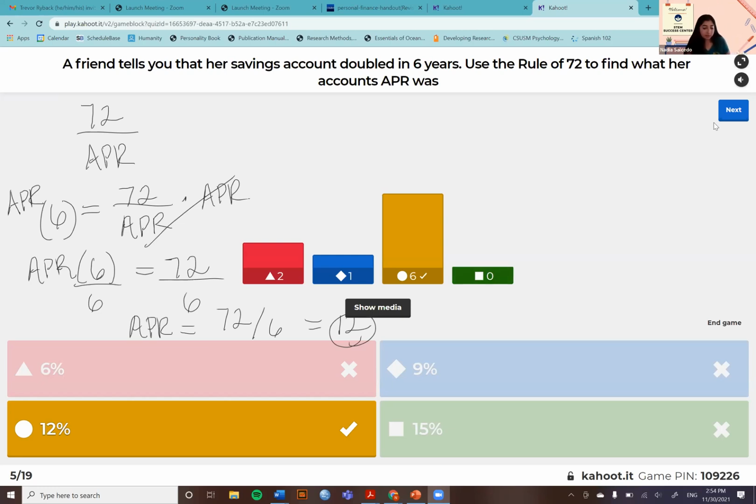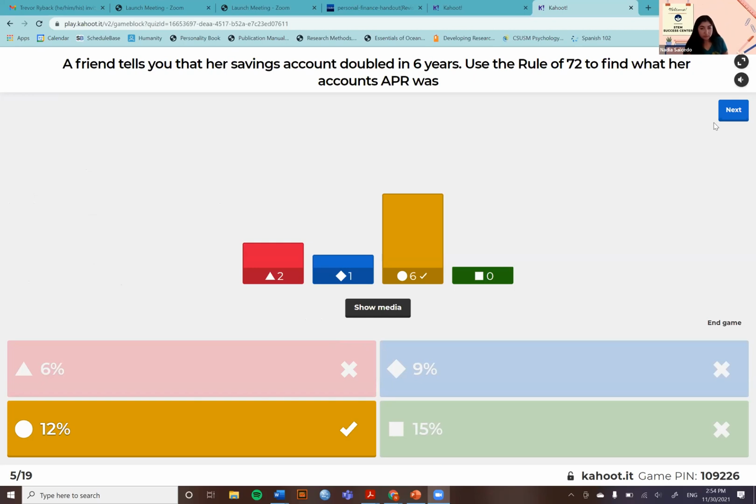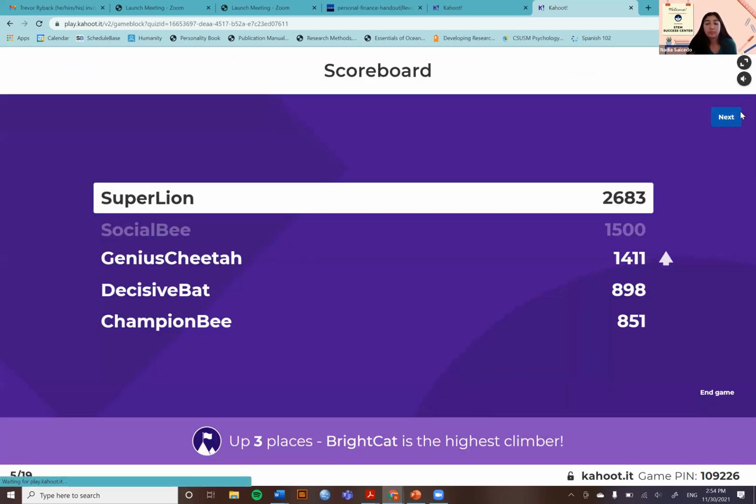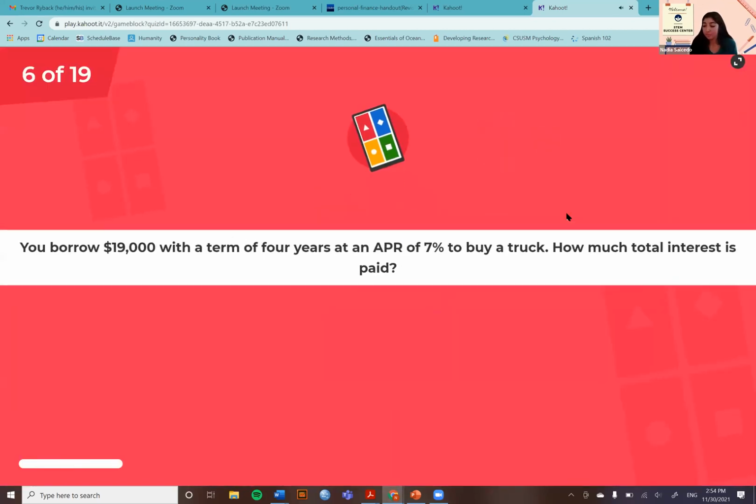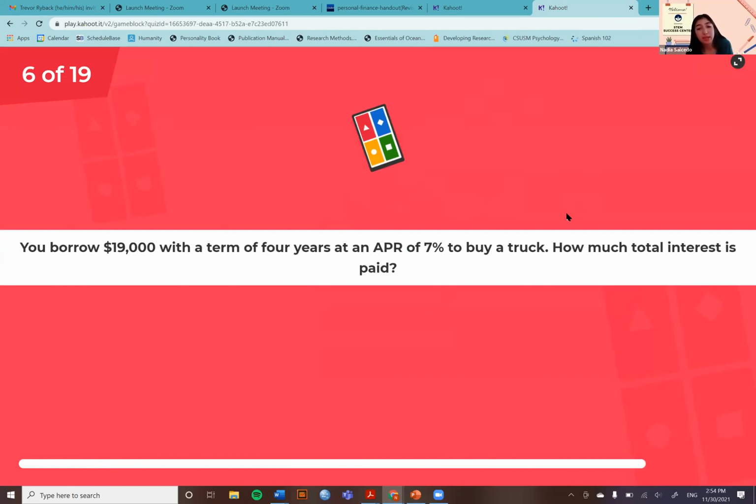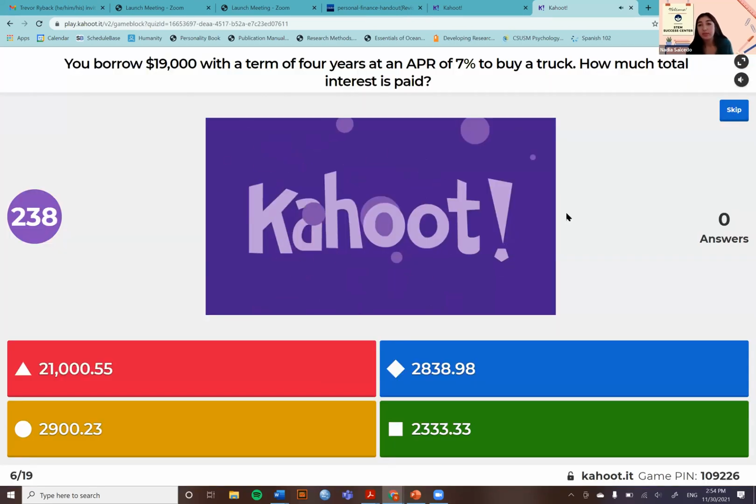Okay, I'm going to go on to the next one then. You borrowed $19,000 with a term of 4 years at an APR of 7% to buy a truck. How much total interest is paid? So this one is a little bit of a tricky question, but break it up first. You're going to want to find how much you're paying monthly to then find how much interest you're going to pay total. I don't know if that gives a little bit of help.